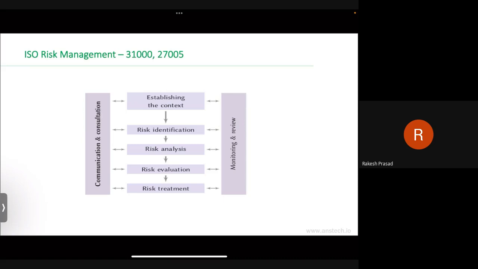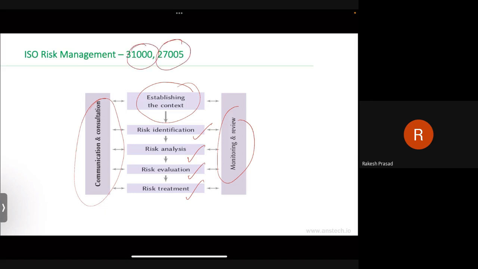And you should know these five steps: risk identification, risk analysis, evaluation, and treatment. And you establish the context, you monitor and you communicate. This is more than enough. And you should know that general risk management is 31000, and ISMS-specific risk management is 27005.